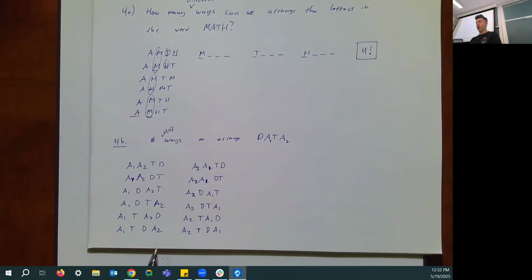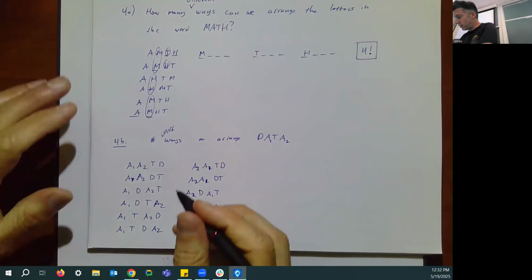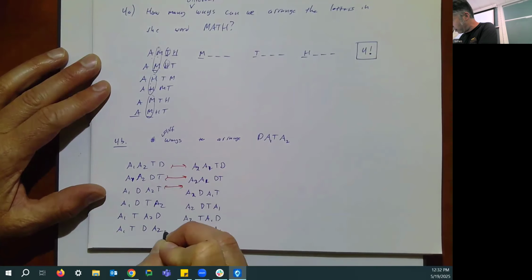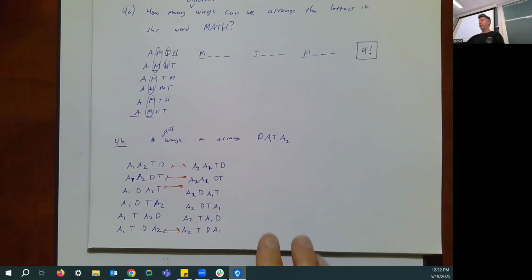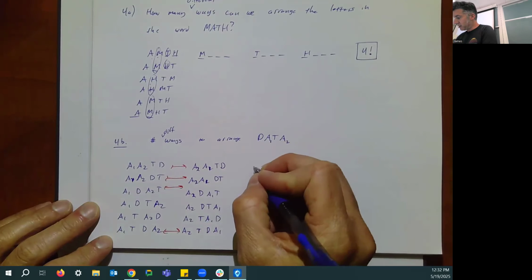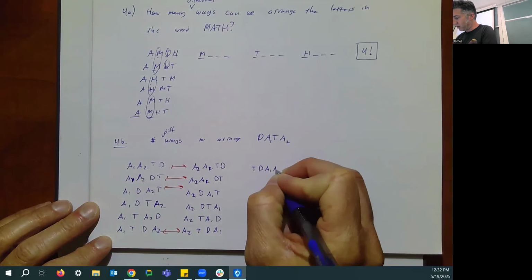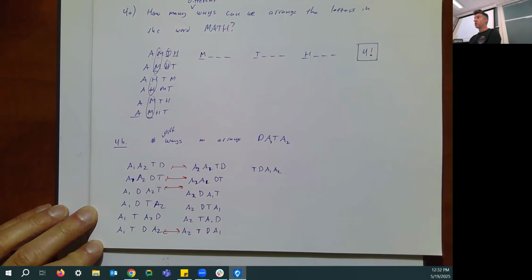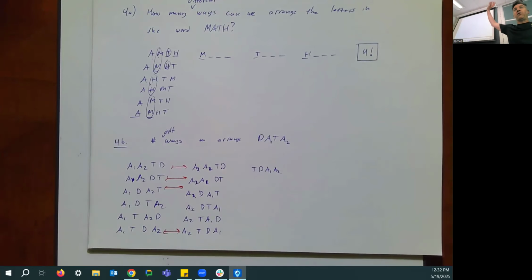All of these are the same as each other, right? If you ignore the subscript on the A, these are the same, these are the same, these are the same, and so on and so forth, all the way down to here. And for the other ones that I'm not going to write out, like TD, A1, A2, you're exactly going to double those up as well. So of your total 24 things, half of them are just a repeat of the other half.